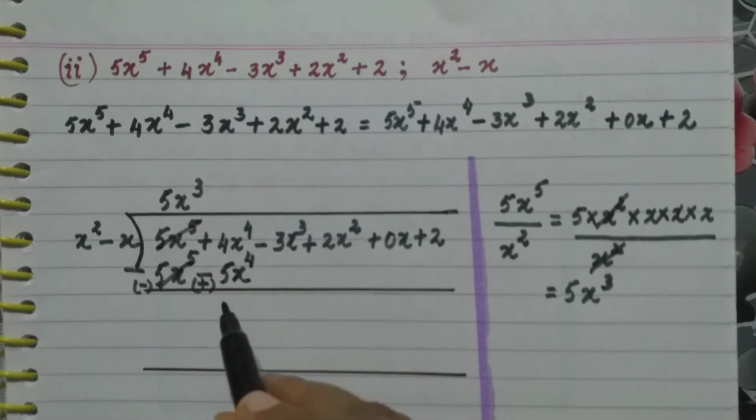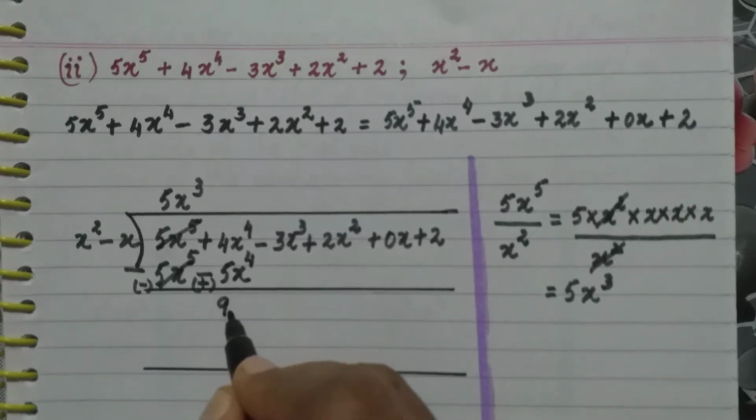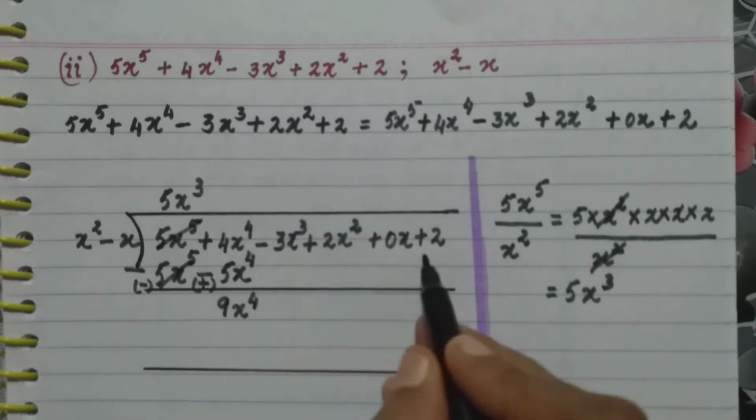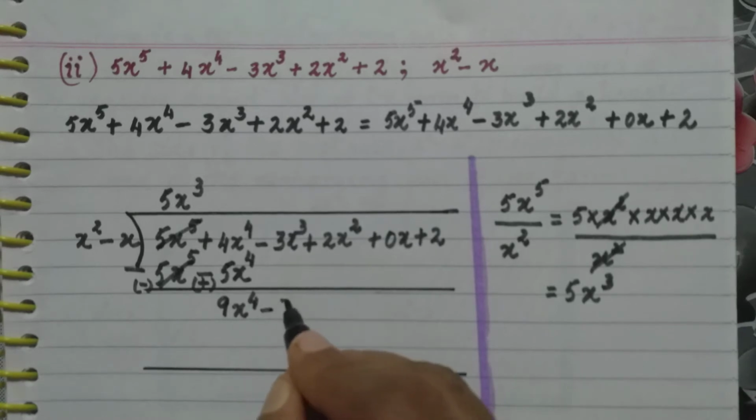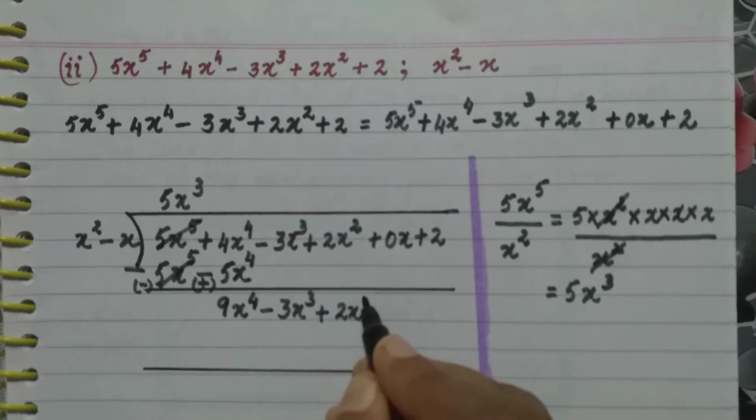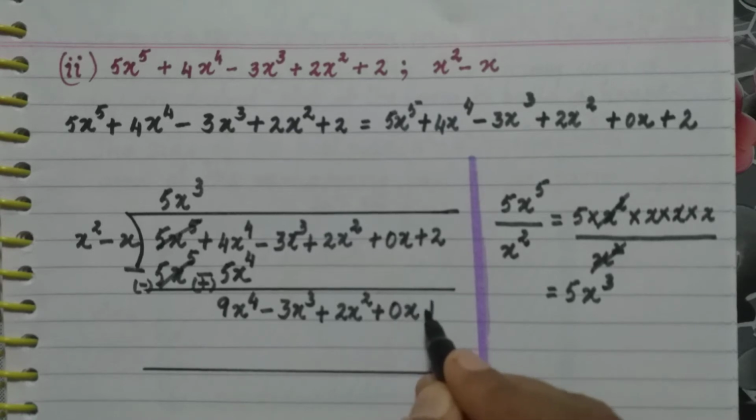What happens here? We have plus 4x raised to 4 and plus 5x raised to 4. That becomes 9x raised to 4. The remaining terms are minus 3x cube plus 2x square plus 0x plus 2.